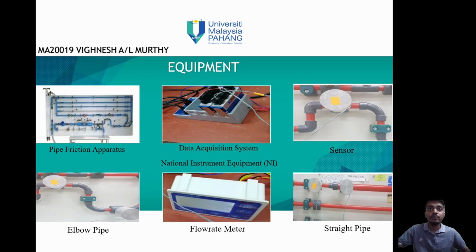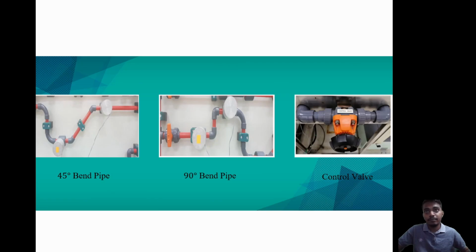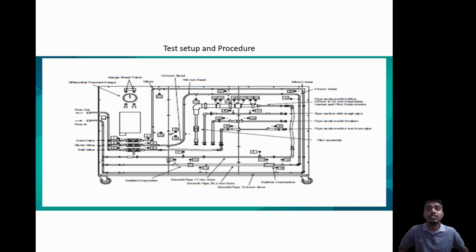Firstly, our equipments. The equipments that we have used for these experiments are pipe friction apparatus, data acquisition system, sensor, elbow pipe, flow rate meter, straight pipe, 45-degree bend pipe, 90-degree bend pipe, and the control valve. The experiment should look like the figure in the slide.